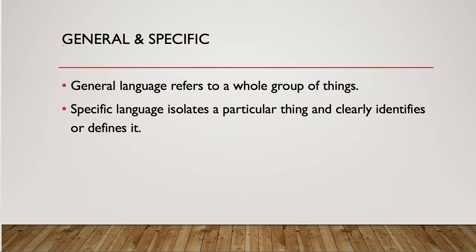General language refers to a whole group of things. Specific language, on the other hand, isolates a particular thing and clearly defines it or identifies it. Rather than being opposites, though, general and specific language are kind of like on two ends of a spectrum.